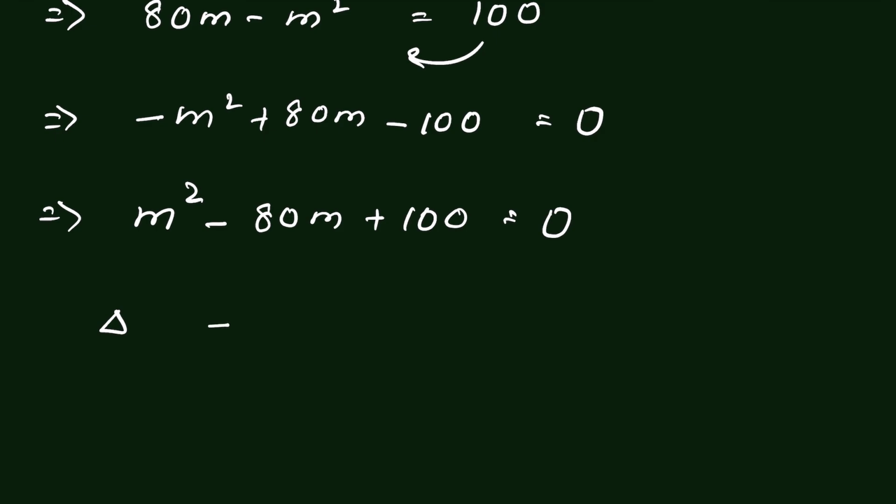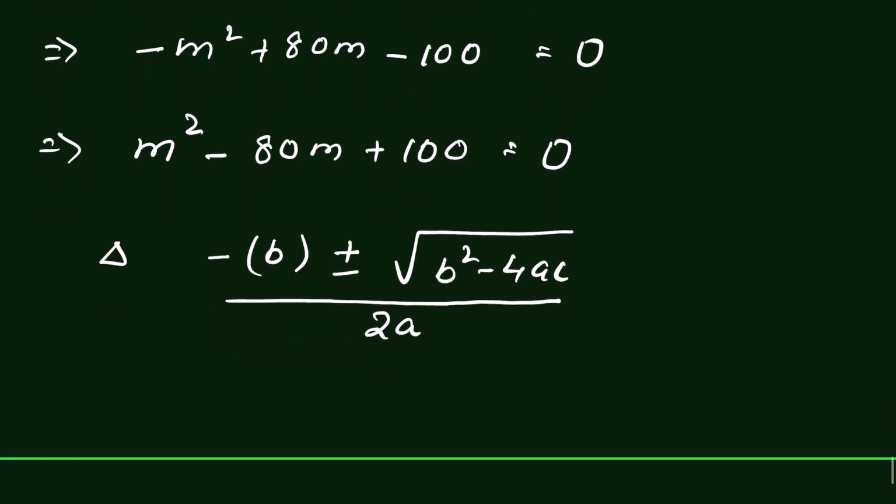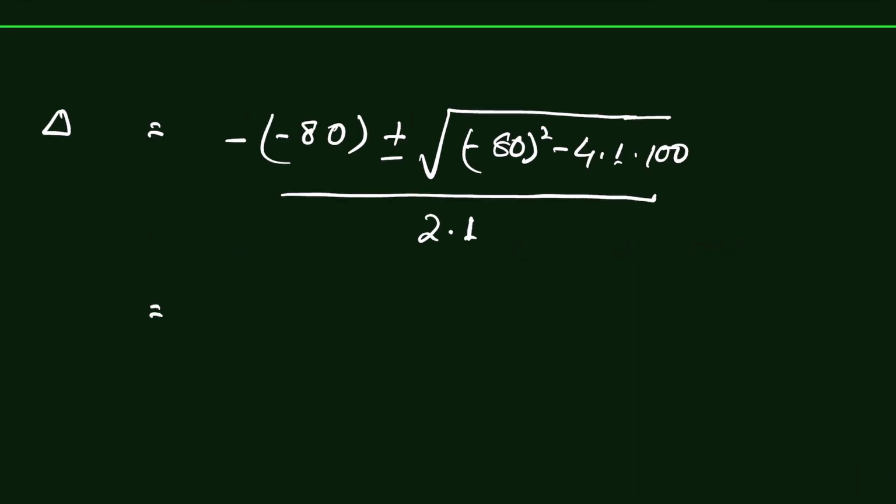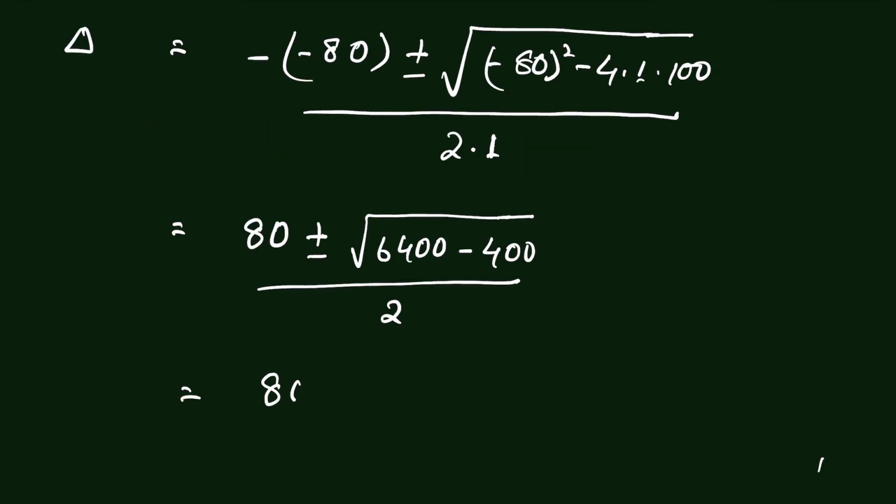Now to find the roots for m, we can use the discriminant, the quadratic formula. It is minus b plus minus square root of b square minus 4ac upon 2a, where a is the coefficient of m square, that is 1, b is the coefficient of m, that is minus 80, and c is 100. So minus of minus 80 plus minus square root of 80 square minus 4 times 1 times 100 upon 2 times 1, or 80 plus minus square root of 80 square is 6400, minus is inside the bracket, so it will be 6400 minus 400 upon 2, or 80 plus minus square root of 6000.